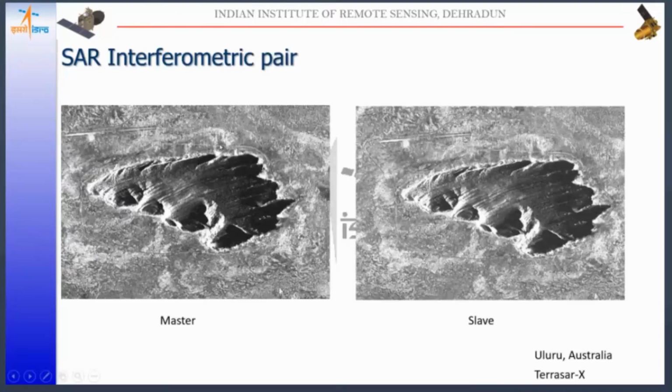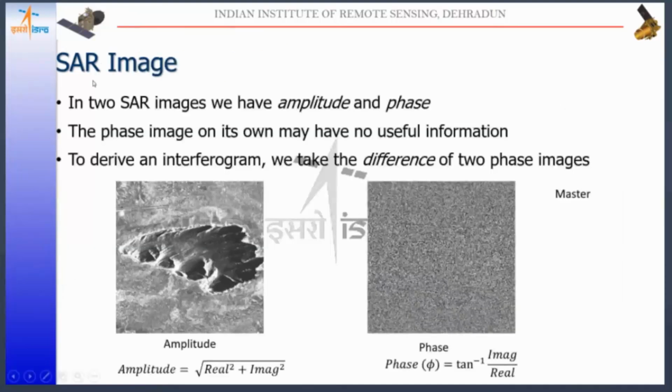So how does two-SAR interferometry look? These are the two images of a pair: one is called the master and the second is called the slave. This is an image of Uluru, Australia, captured by the TerraSAR-X satellite. In a SAR image, we have the amplitude and the phase. This is the amplitude image. Amplitude is given by the square root of real square plus imaginary square, and the phase is given by the tan inverse of imaginary by real.